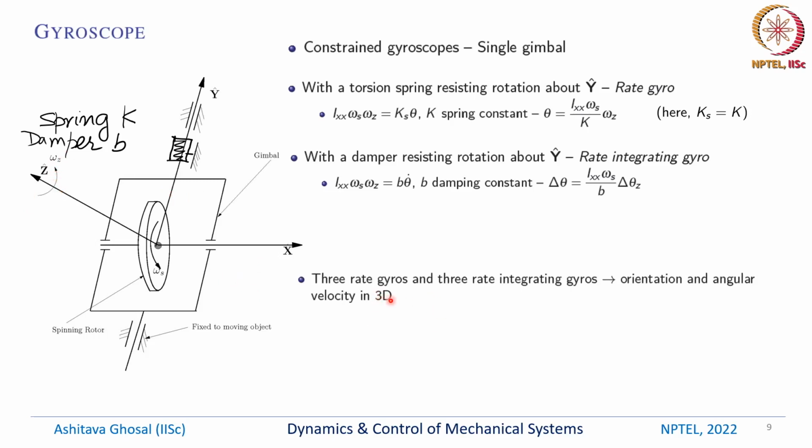So again, if you have 3 rate gyros and 3 rate integrating gyros, we can obtain both the orientation and the angular velocity in 3D. So with 3 of these rate gyros, I can find omega x, omega y, omega z if I mount them correctly about the x, y and z axis. Similarly, if you have 3 of these, then I can find the orientation. So this is an interesting fact that with 3 rate gyros and 3 rate integrating gyros, we can find the orientation and angular velocity of the object on which these gyros are mounted in 3D.